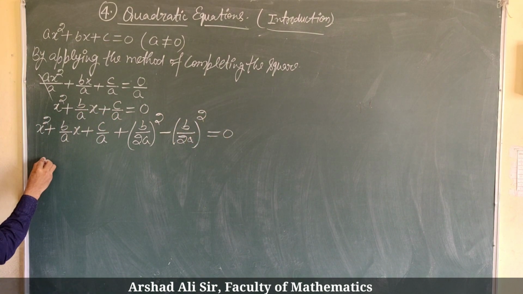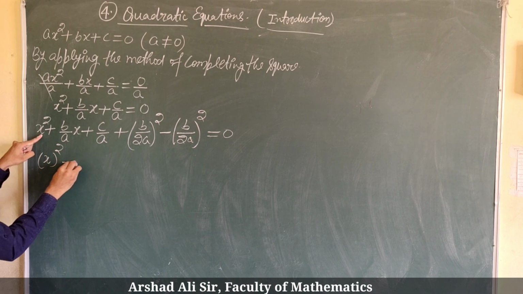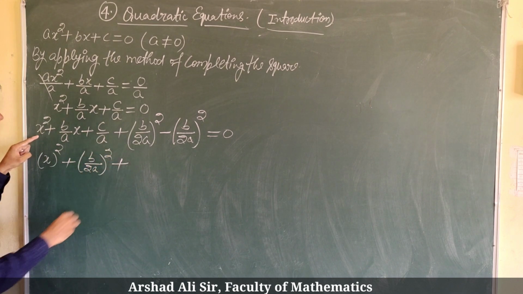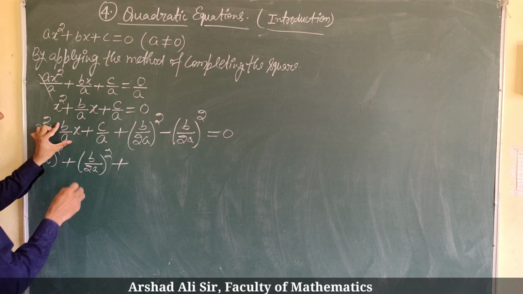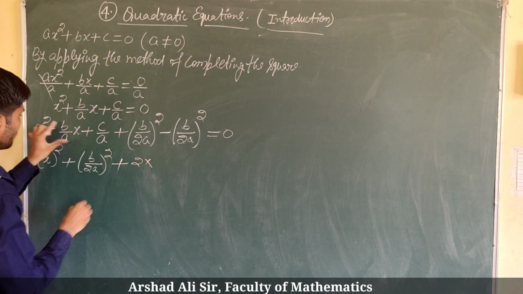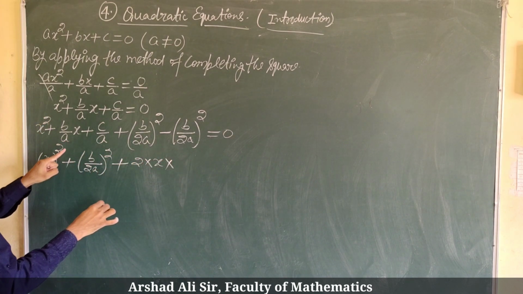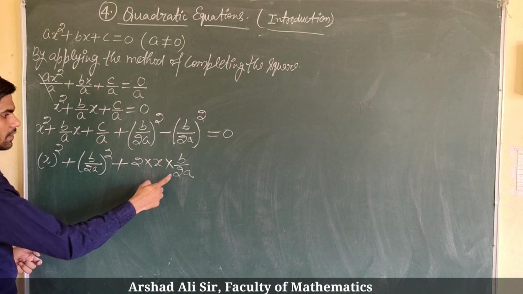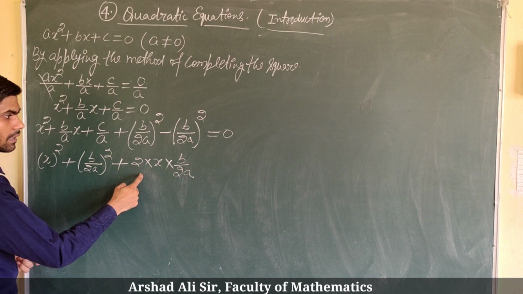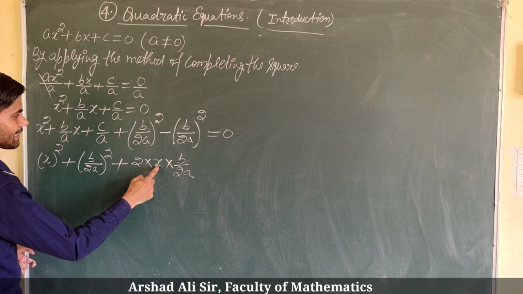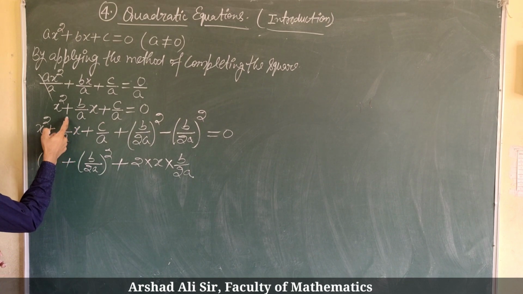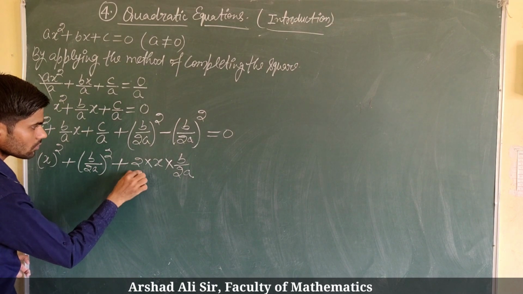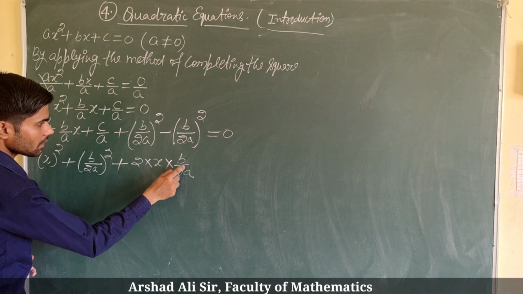Now we can write x square plus b upon 2a whole square, plus this term we can write in this form: 2 multiply a multiply b, where b means b upon 2a. Dear students, you can check, we can cancel 2 by 2. What will remain? b upon a x. This term we can write in this form, cancel 2 by 2, and what will remain? b upon a x.